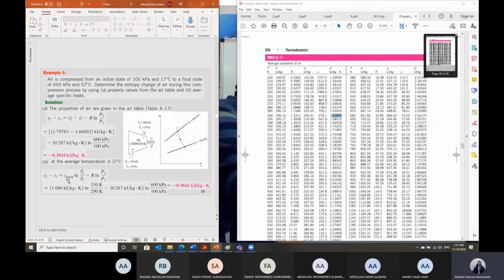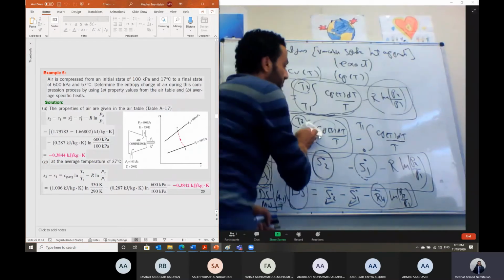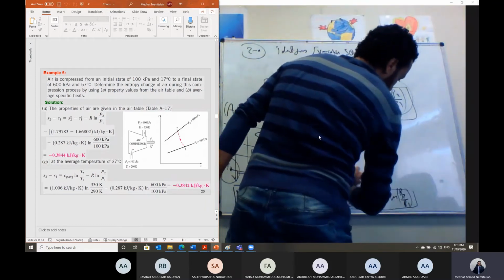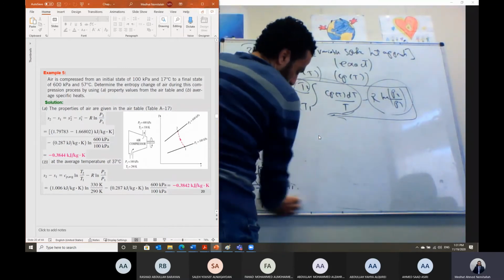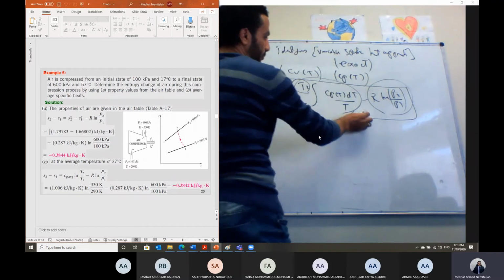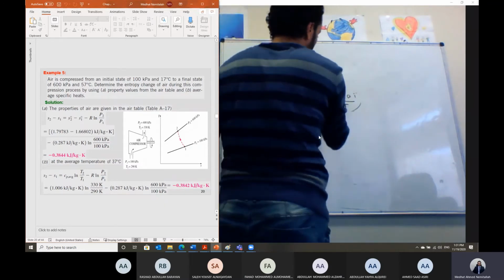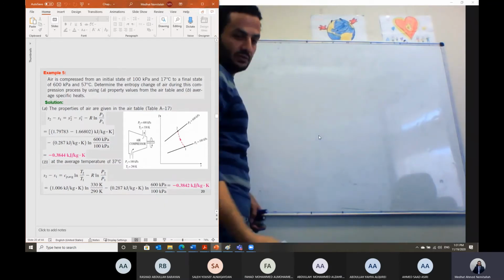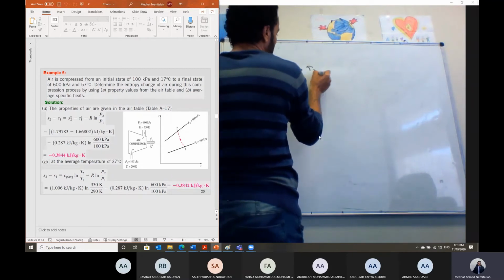So here, for Cp average, we have the temperature at the inlet 290 and at the outlet it is 330. In this case, we can calculate the average temperature between 290 and 330. Take this average temperature, go to table A2b. For air, you can get the value of the specific heat. We can calculate the average specific heat at this average temperature, T1 plus T2 divided by 2.